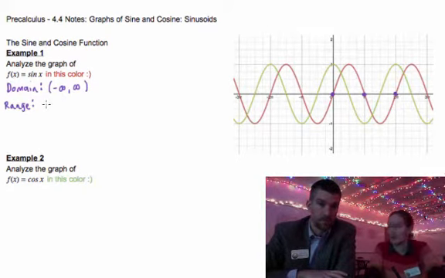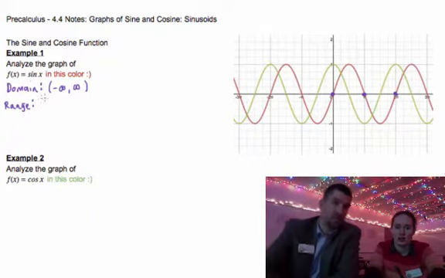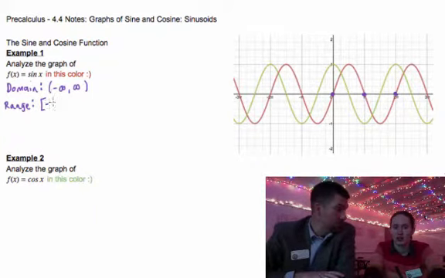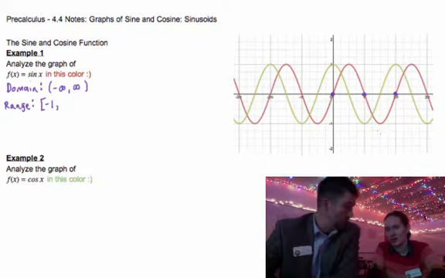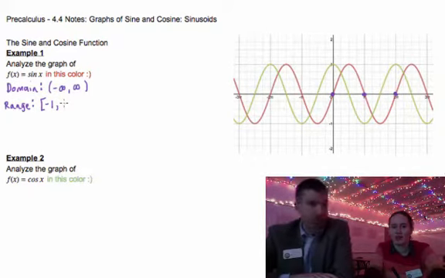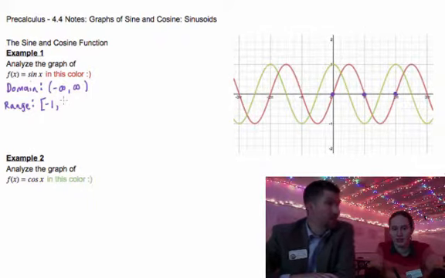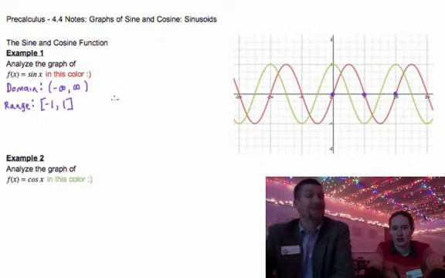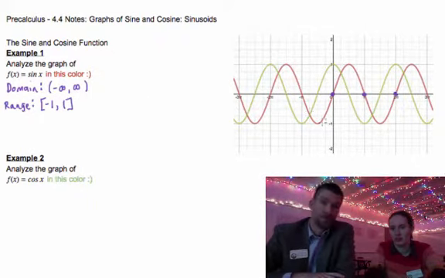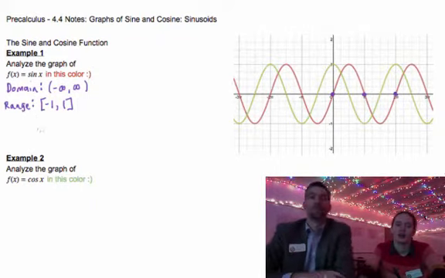Now, does that include -1? It does, because if you were to take the sine of, let's go 3 pi over 2, sine of 3 pi over 2 is going to be -1. It's not going to be close to -1. It is going to be -1. So it's kind of like the vertex of a parabola. It actually really does touch -1, and it really does touch +1.